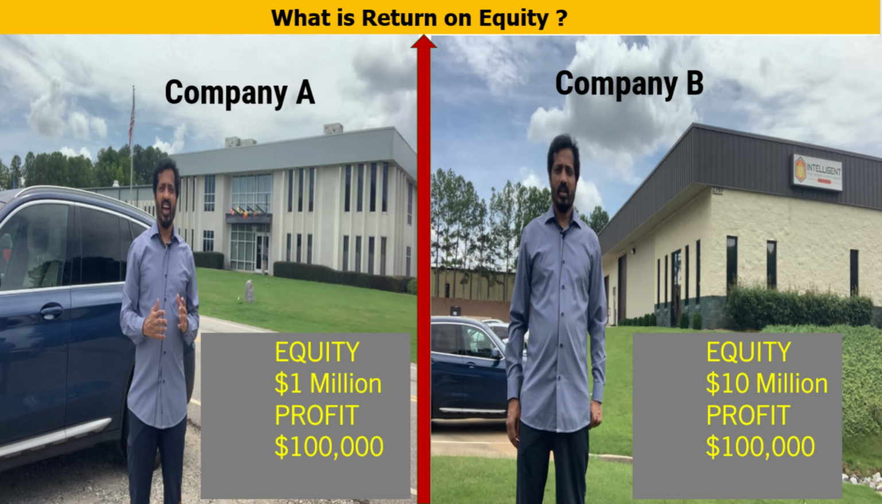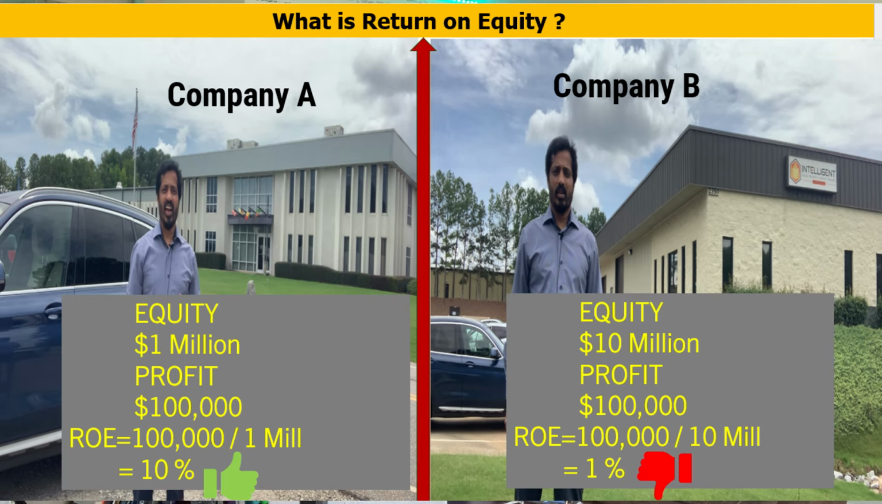Although both companies made the same net profit for that year, the return on equity for company A is so much better than the return on equity of company B. This shows that company A is more efficient in producing profit for its shareholders. Company A is able to produce the same profit with much fewer resources compared to company B.